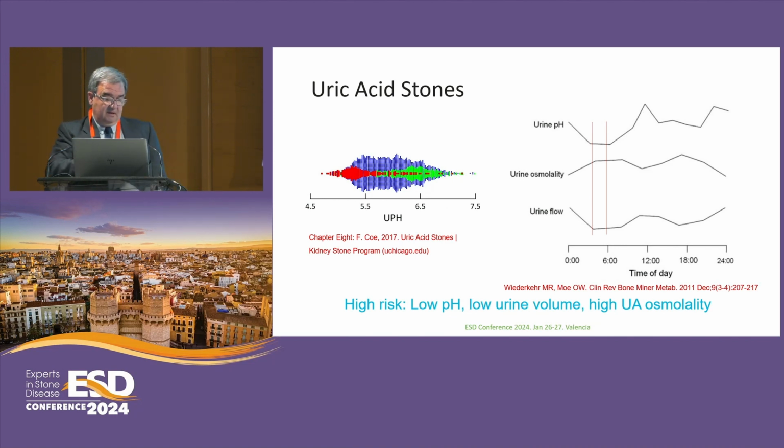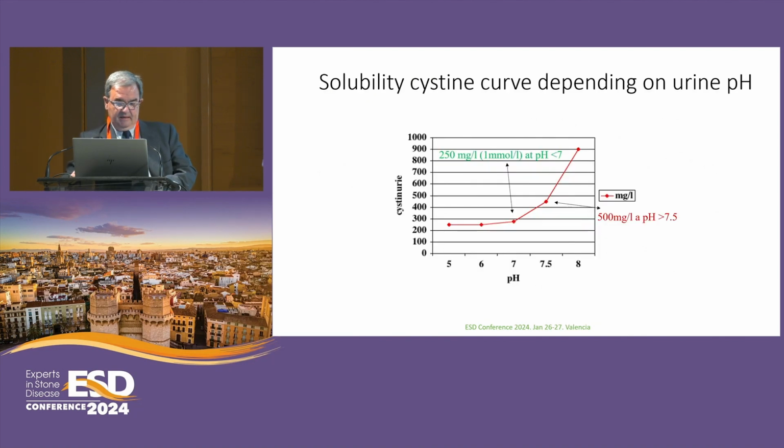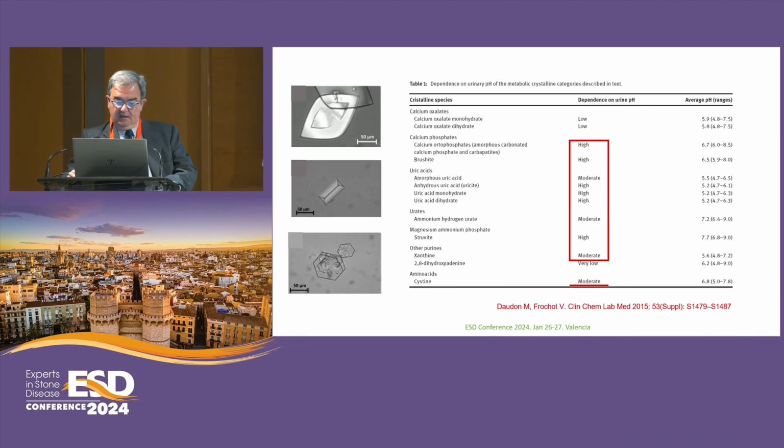The uric acid, as I've already told, and you all know, has a pH range between 5.3 and 5.4. This graphic clearly shows also the solubility of cystine, also depending on urine pH. The higher the pH, the higher the solubility. About crystalluria, we can see that all types of stones, but 2,8-dihydroxyadenine and calcium oxalate stones, are moderately or highly dependent on pH.